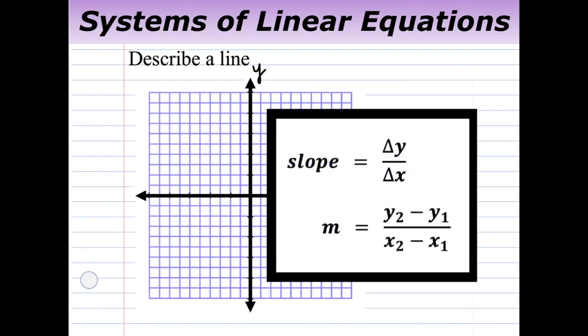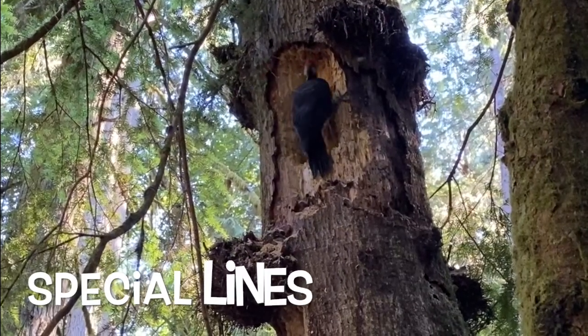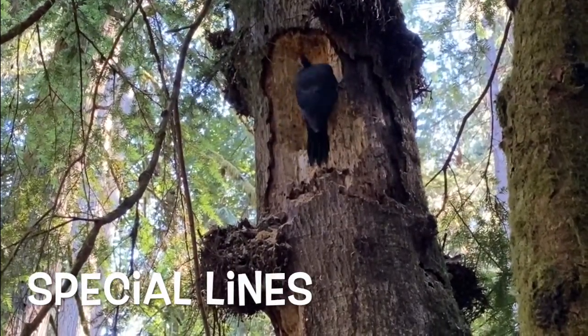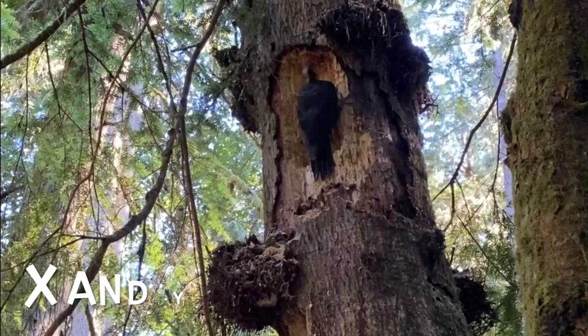Using any 2 points on the line, we can calculate the slope, even without seeing a visual of that line. The formula we use is slope is equal to y2 minus y1 divided by x2 minus x1. A line could sit on the x-axis, and we'd call that line y is equal to 0. Or a line could sit on the y-axis, and we would call that line x is equal to 0.